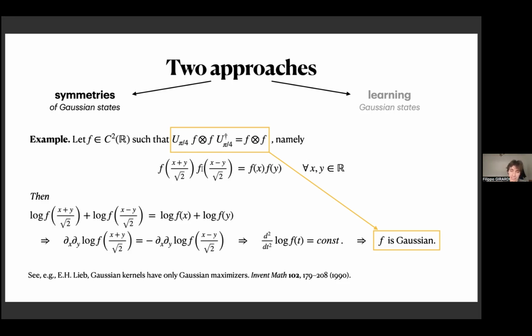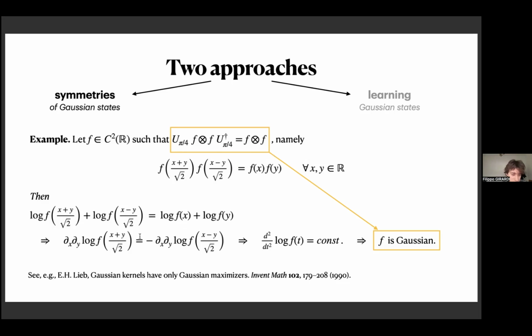What can we say starting from this functional equation? Well, if you take the logarithm of the function on both sides of this equation, and then you take the derivative with respect to x and to y, of course, these two terms will cancel because they depend either on x or on y. And so you will be left with this identity.